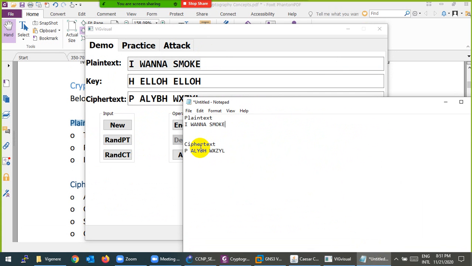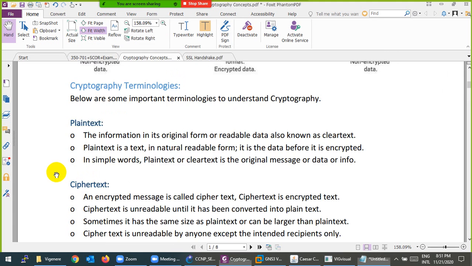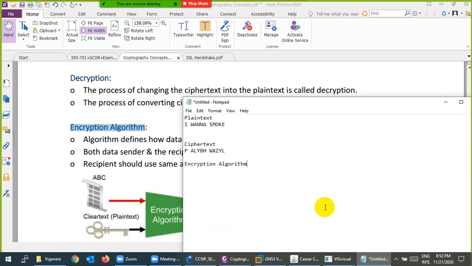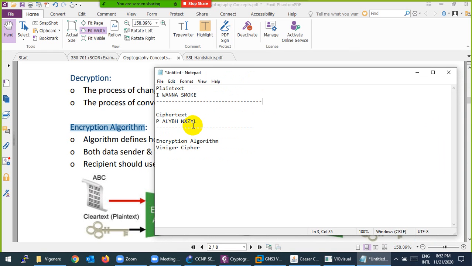So this is plain text, ciphertext this one, and the encryption algorithm I'm using is Vinegar Cipher. This is my encryption algorithm. Three things are clear to you now, which I was showing you. This is the plain text which everybody can understand. Now it's changed to this. I don't know what the hell this is. And this is the method.